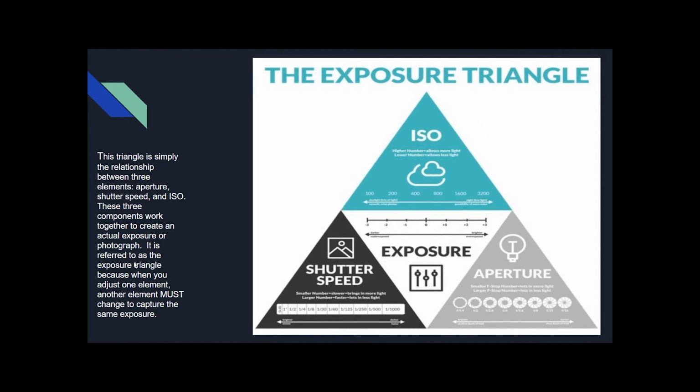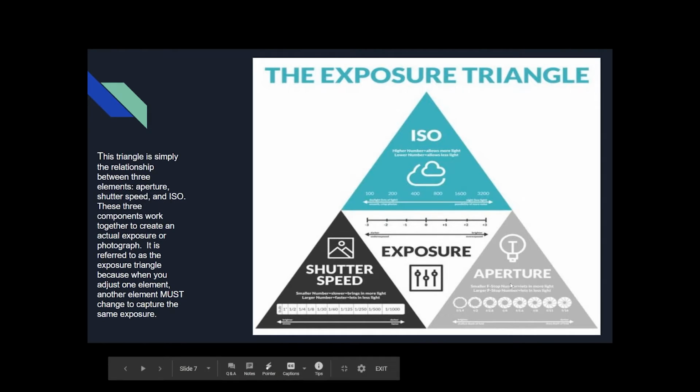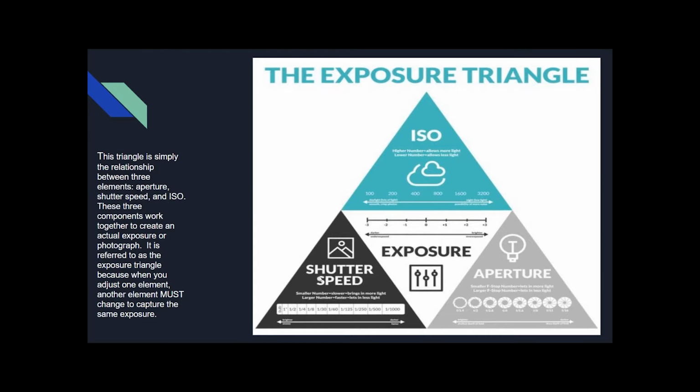It is referred to as the exposure triangle because when you adjust one of them, whether you adjust the ISO, the aperture or the shutter speed, you must change the other elements in order to get the photo you want. So if you change the ISO, you'll probably need to adjust your aperture or shutter speed. A proper exposure is just another word for a photograph or an image. So for you to capture the correct exposure, you get the right balance on your ISO, the right balance on your aperture, then the right balance on your shutter speed, and that's where you get your properly exposed image.